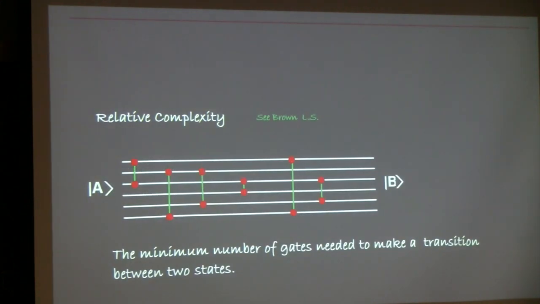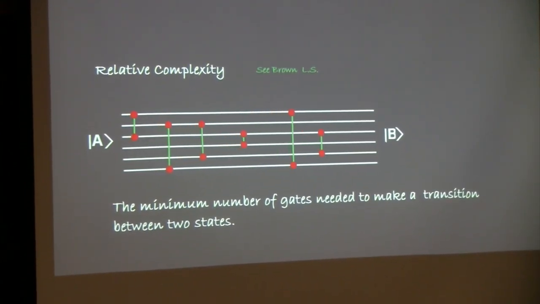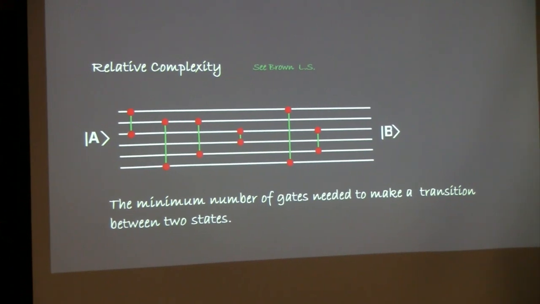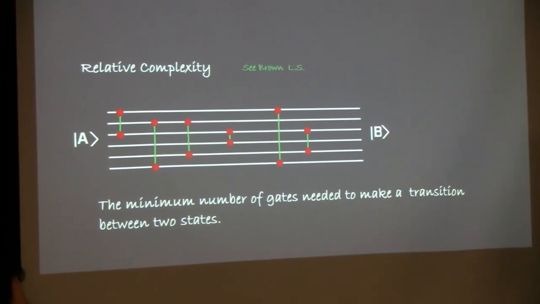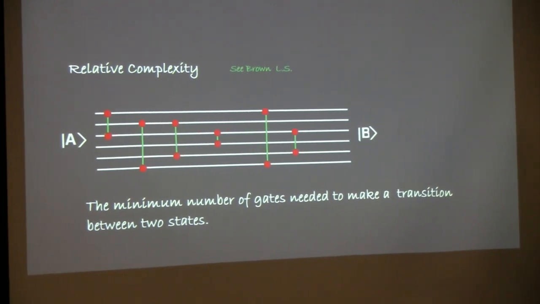And as Scott alluded to last time, yes, there is, and it's called relative complexity. I just made up that name. If you want, you can call it Susskind complexity. Right, what is it?